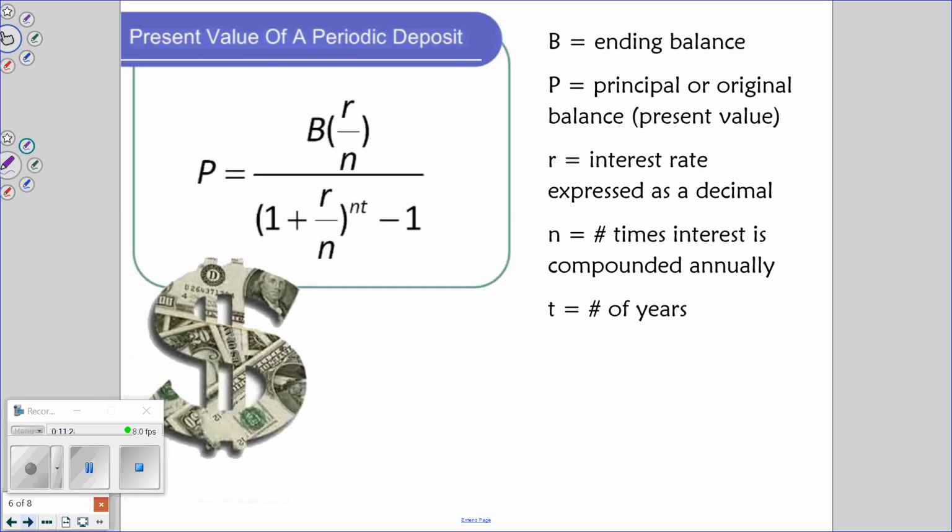All right, guys. And then the other one that we're talking about is the present value of a periodic deposit. So now this is, I am trying to periodically deposit money. So every week I'm going to put money in. Every month I'm going to put money in. Okay, versus here's one time I'm going to stick money in and let it grow. I'm going to continuously keep putting money in. And look at that formula. Isn't that pretty? It's all the same variables.